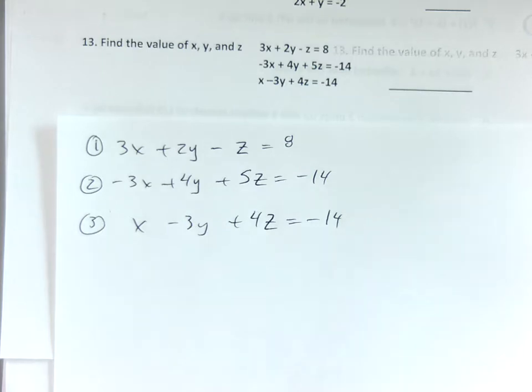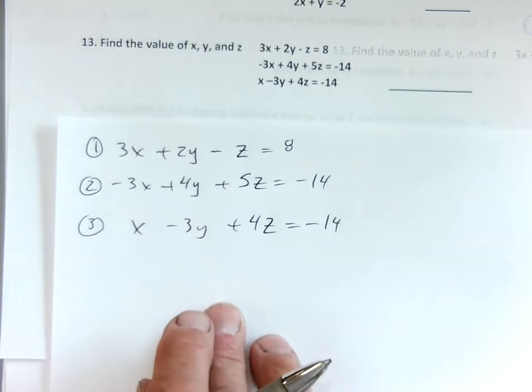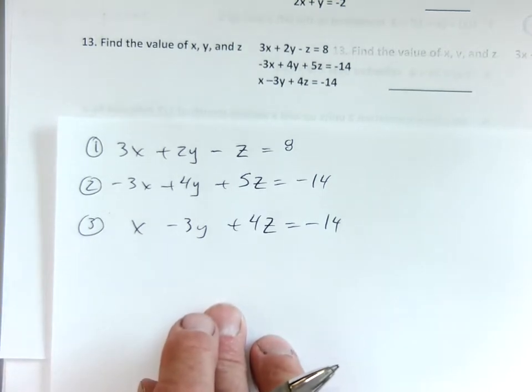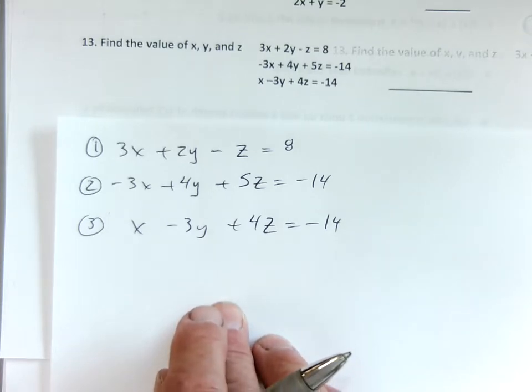So we definitely don't want to graph this. We want to do it by algebra. So I've got to eliminate x's, y's, and z's and find out what their answers are. So what I'm going to do is find out where three lines in space intersect.